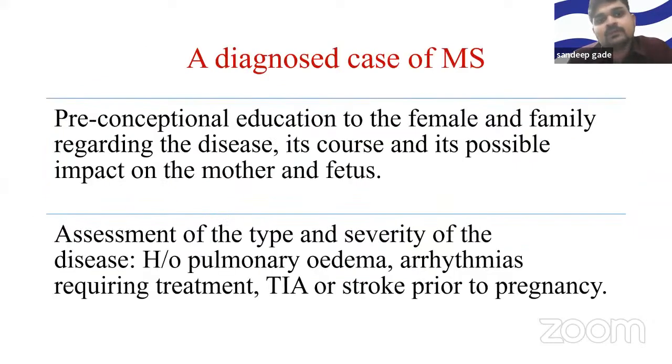The first scenario, in a patient who has already been diagnosed with mitral stenosis and wishes to conceive in future, in such patients, a preconceptional education to the female and the family regarding the disease, its course, and its possible impact on the mother and fetus must be explained. The type and the severity of the disease must be assessed, and any history of pulmonary edema, arrhythmias, transient ischemic attacks, or stroke prior to pregnancy shall be inquired and noted.